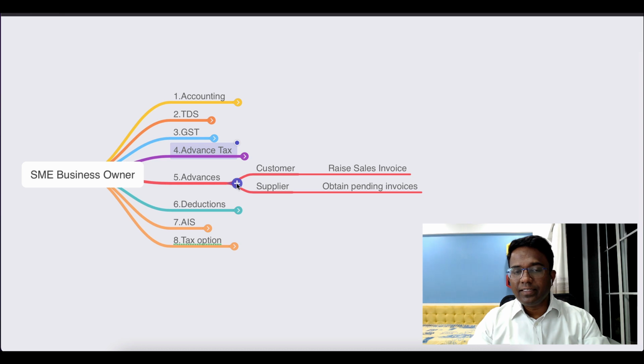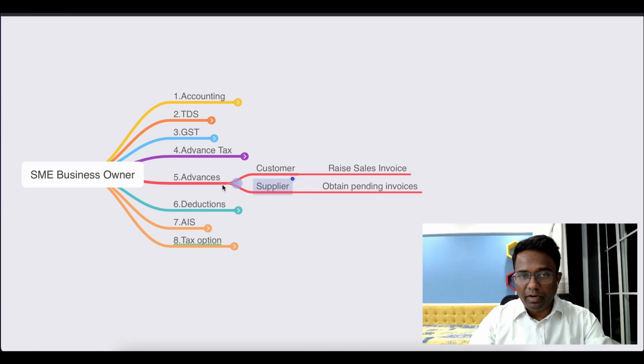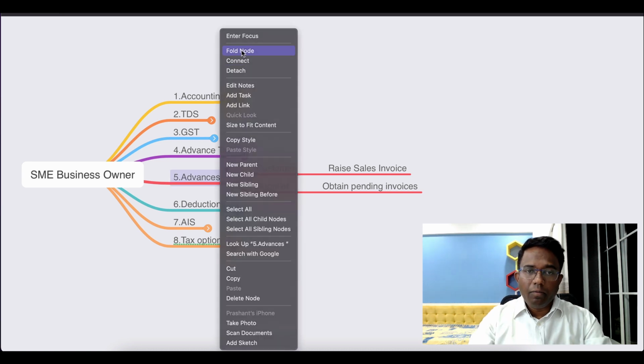Then advances, this is one major point. Suppose you have taken an advance from a customer, or advances have come in, then please raise the invoice before 31st of March and please check whether you have paid the GST on the advances or not. And then next, in case you have paid any advances to your vendors, then obtain all the pending invoices because that will affect your profitability.